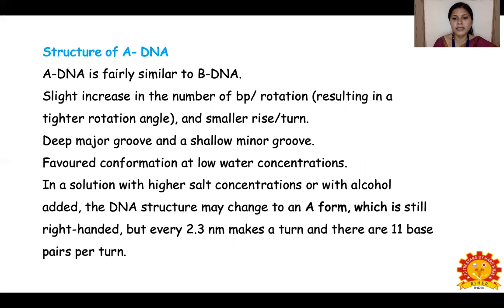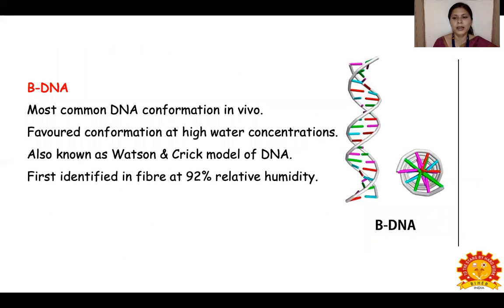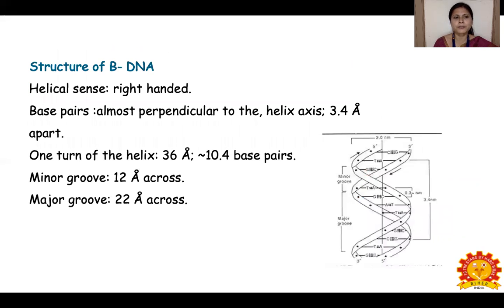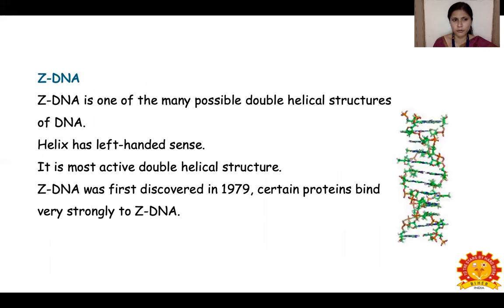The DNA structure may change to an A form, which is still right-handed, but every 2.3 nanometers makes a turn, and there are 11 base pairs per turn. Now we'll see the B-DNA. This is the B-DNA we have seen as the normal double helical structure, which is called the Watson-Crick model. It was first identified in fiber at 92% relative humidity. It is helical and right-handed. Base pairs are almost perpendicular to the helix axis, around 3 angstrom apart, and one turn of the helix is around 36 angstrom, that is approximately 10.4 base pairs, with the minor groove around 12 angstrom across and the major groove around 22 angstrom across.